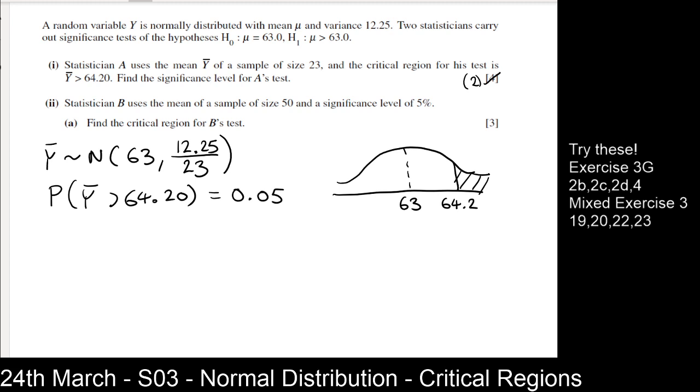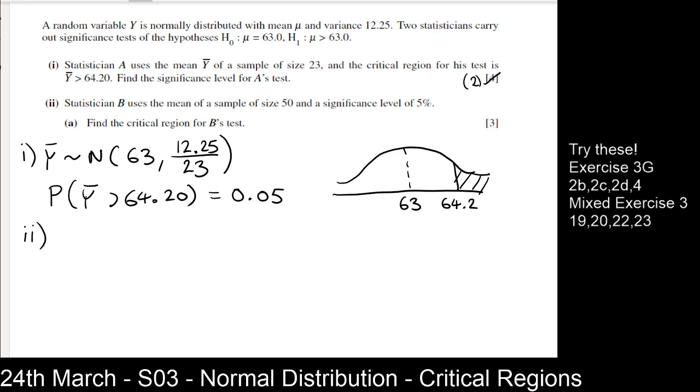Okay, so that's my significance level. That's the probability that I reject H0. So that will be my actual significance level. And 5% is quite common, so that makes sense to us here.